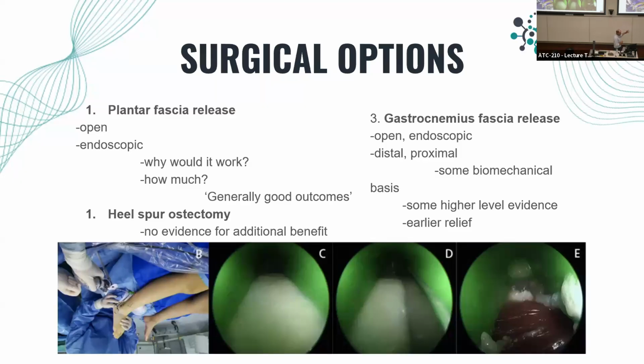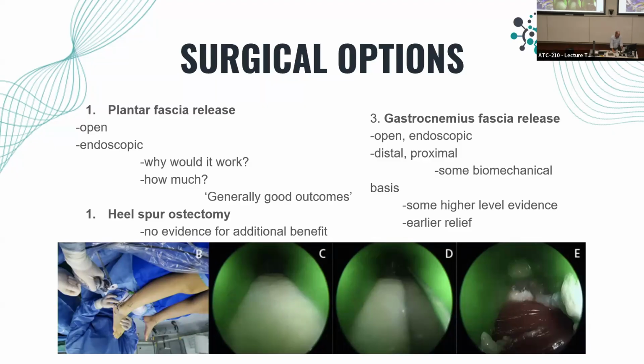So anyway, plantar fascia release, you can do it open, you can do it endoscopically, but then you think, why would it work? Why is a surgical release of the plantar fascia any better than someone just rupturing their plantar fascia? You end up with the same result. And the other issue is how much you release. There's debate about if you release the whole thing, do you get instability of the joints of the foot and things like that. And most of the papers that looked at this make these great statements like it has generally good outcomes. So fantastic evidence.